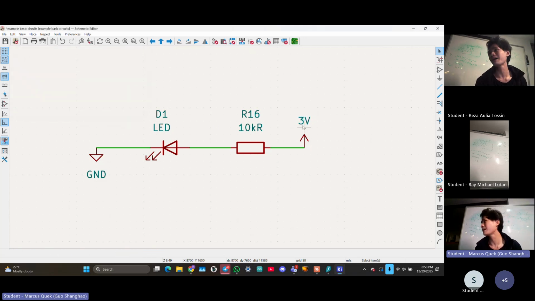Okay, so we're using AA batteries, which we have conveniently soldered wires directly onto. Do not do that. So then I have 3 volts and ground. All right, so I have a 3 volt potential difference across this system.